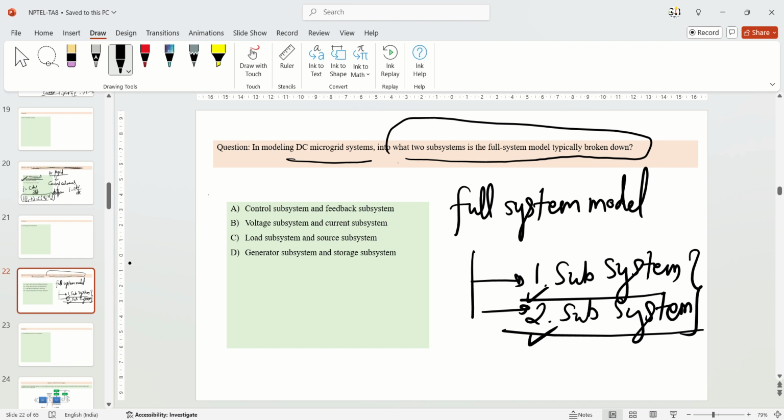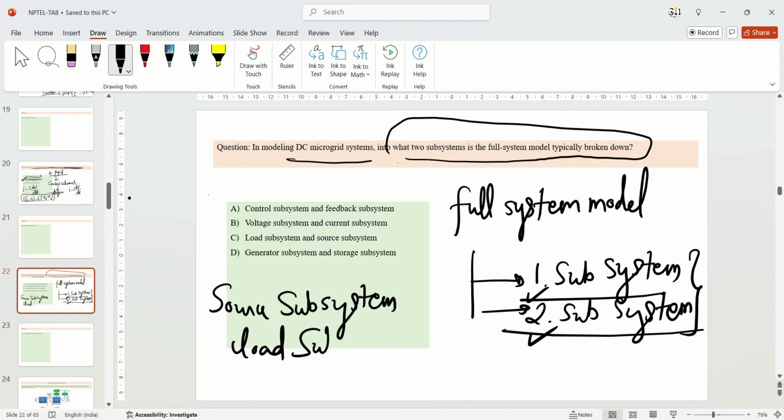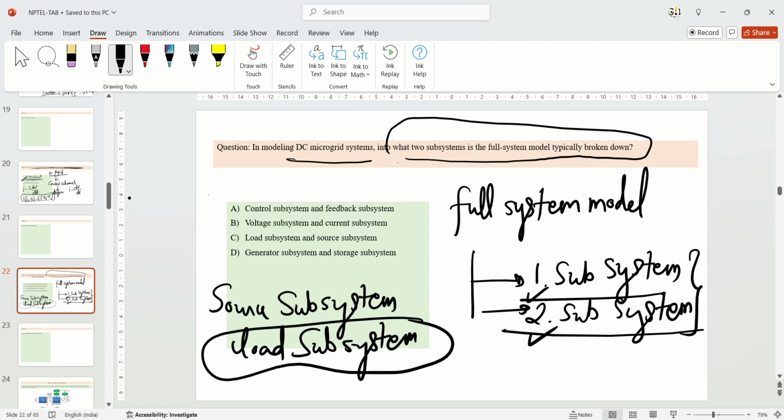Okay, let me give the solution for this. The two subsystems which you create for the full system model are the source subsystem and the load subsystem. Those are the only subsystems you replicate. For the load subsystem, you have R, L, C, or a combination of all of them, so you can represent it with one subsystem.